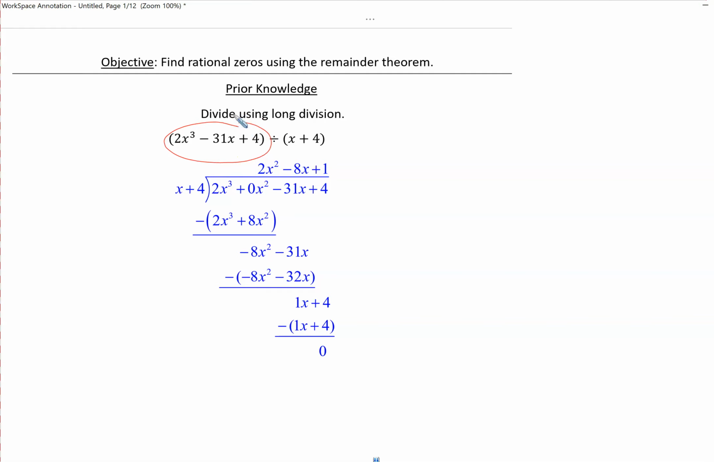In our problems today, this would be what our function would be equal to, and this would be one known factor of the function, which we can be given directly or we can get if we know one of the zeros of the function.